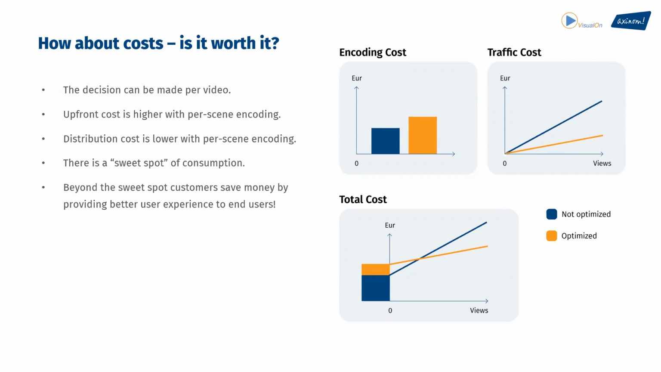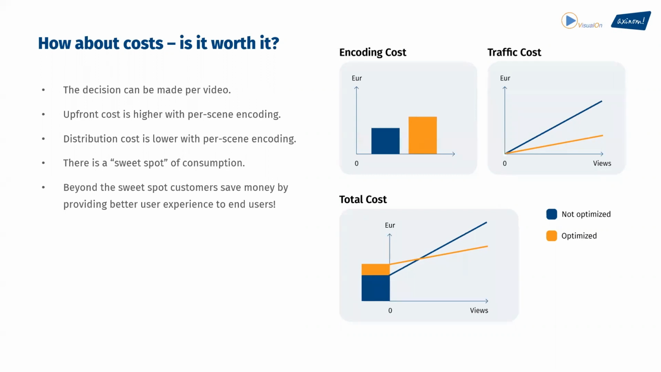So the upfront cost is just higher when you use an optimized workflow. But then let's have a look at the distribution cost, the traffic cost, in the second diagram. The line is a linear line. We are assuming that you pay a certain amount of money per gigabyte distributed with your CDN provider. And this line is just steeper with non-optimized video because to the right there are the views, and the more views you have, the higher the amount of money that you have to pay.